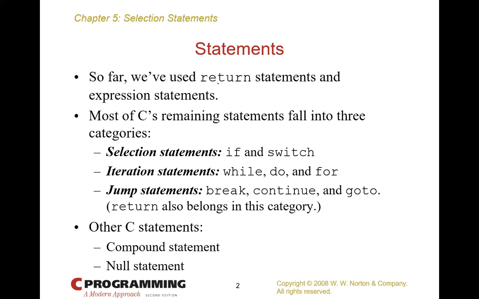So far, we've used the return statement and some expression statements. But most of C's lines of code fall into three categories. We have selection, iteration, and jump. So what is selection? What I just explained to you.